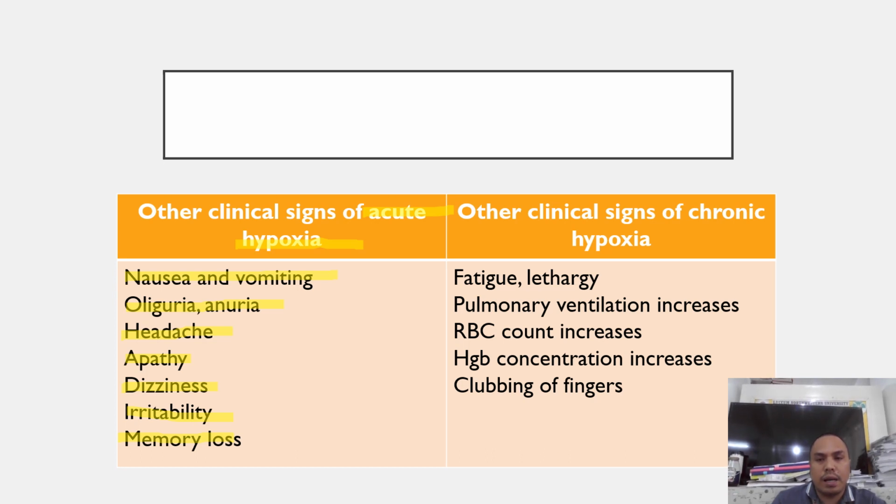Punta naman tayo sa clinical signs of the chronic hypoxia. So, we have the fatigue and lethargy, pulmonary ventilation increases, red blood cell count increases, hemoglobin concentration increases, and then we have the clubbing of fingers.